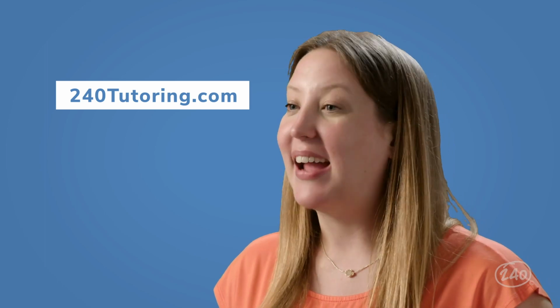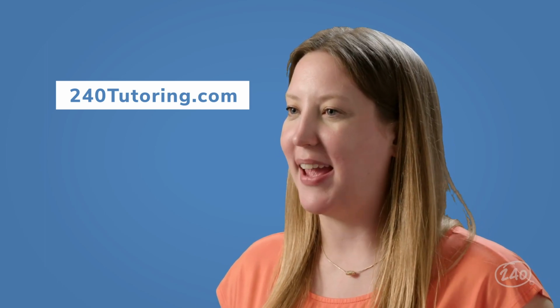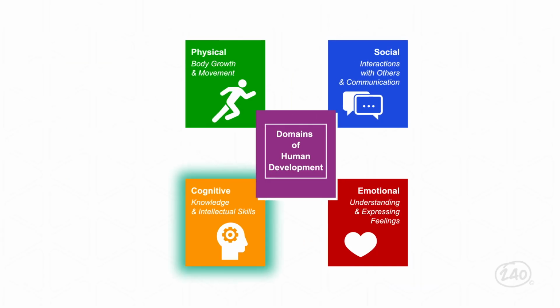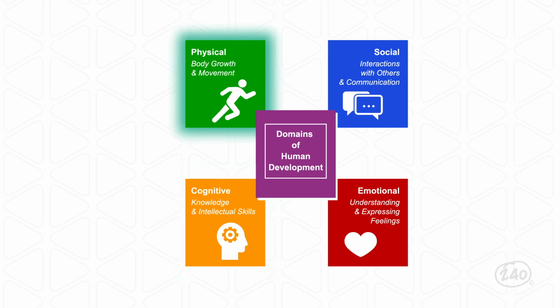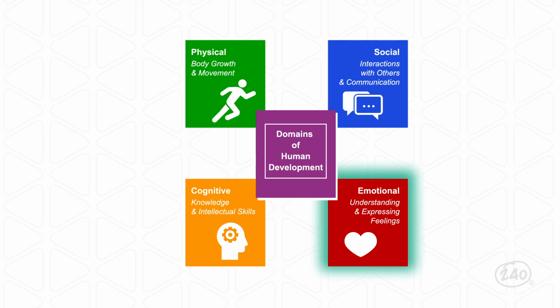But right now, I'd like to talk to you about human development. Let's overview the 4 main domains. The cognitive domain involves knowledge and development of intellectual skills. The physical domain is all about body growth and movement. The social domain includes interactions with others and communication. And the emotional domain is all about understanding and expressing feelings.